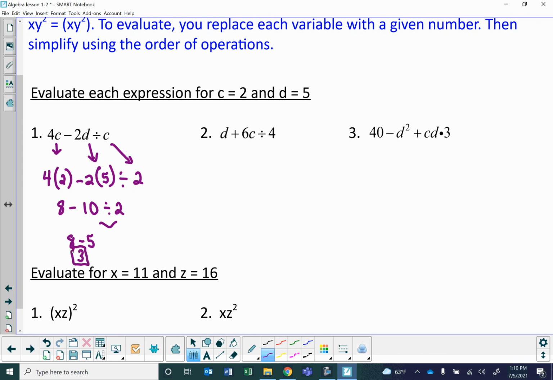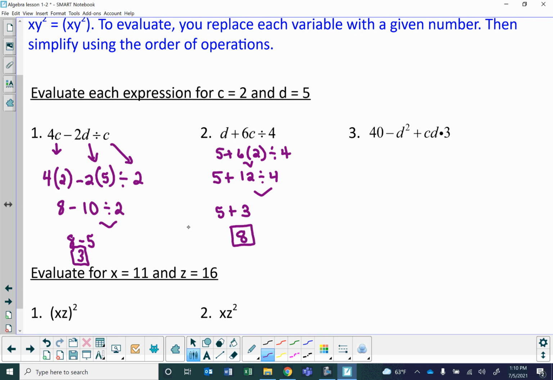Number 2. If I substitute in, d is 5, so I have 5 plus 6 times 2 divided by 4. Keep the 5 because there's nothing I can do with that right now. Keep the plus sign. 6 times 2 is 12 divided by 4. Then the order of operations says I should do this division, so I'm going to have 5 plus 12 divided by 4 is 3, and 5 plus 3 is 8.